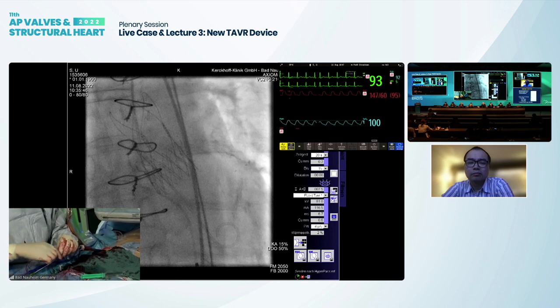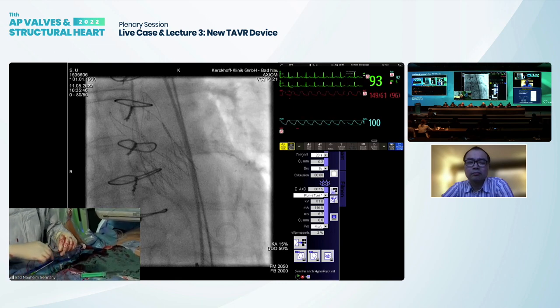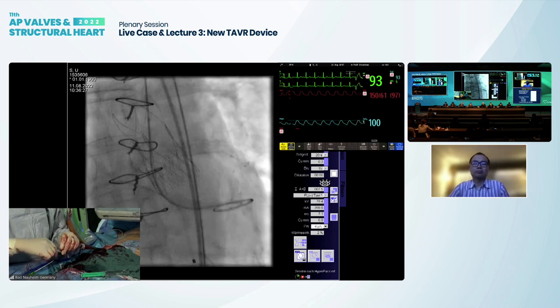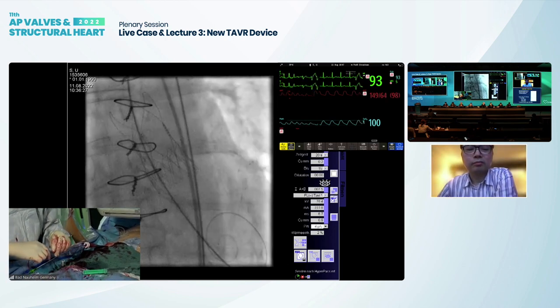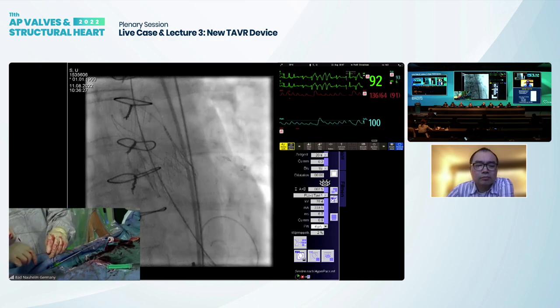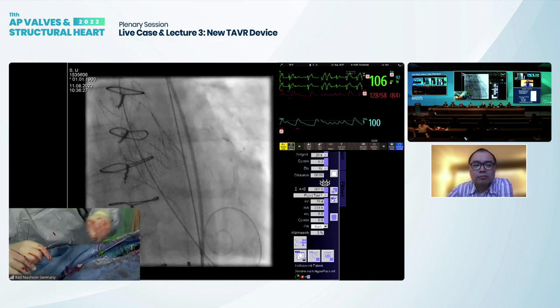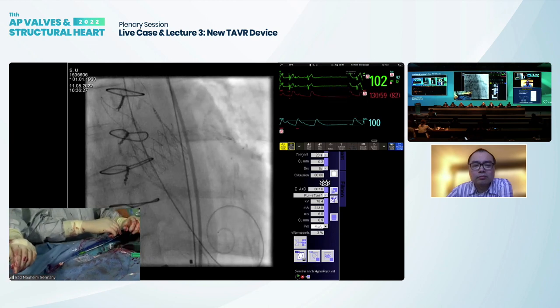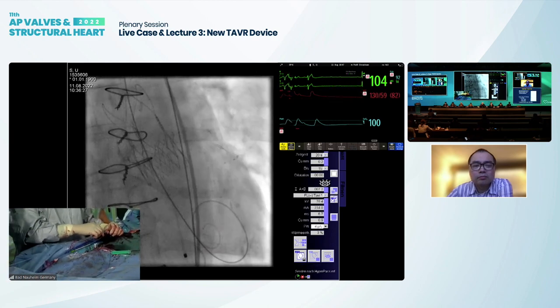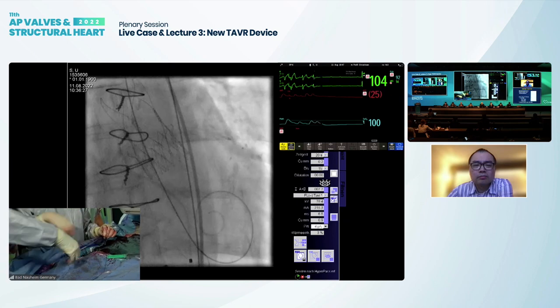And we will try to. Another option, if this doesn't work, but this will take somewhat longer, is to try to snare the valve a little bit higher. Okay, this might work out.